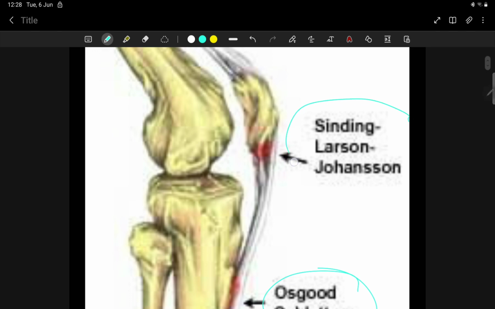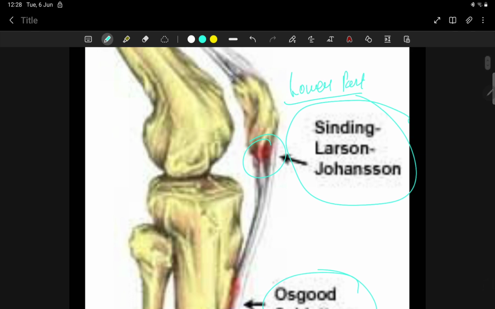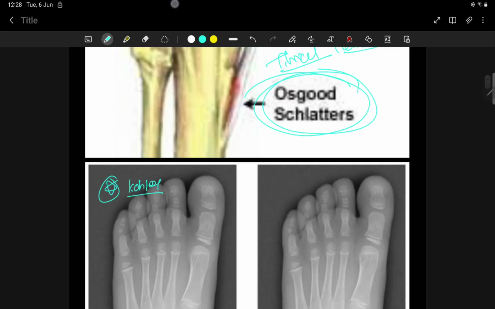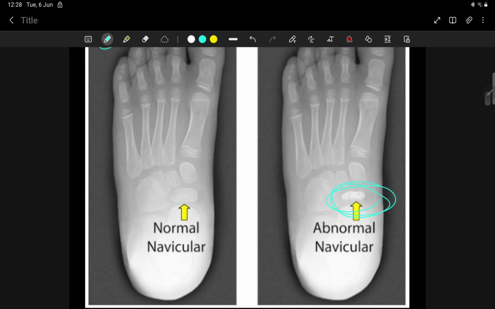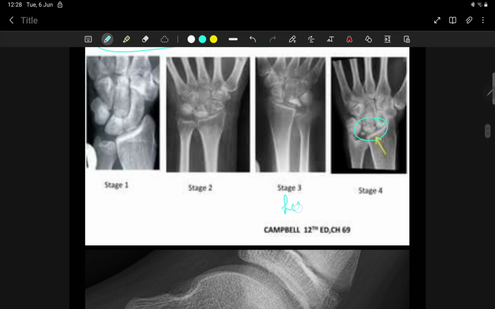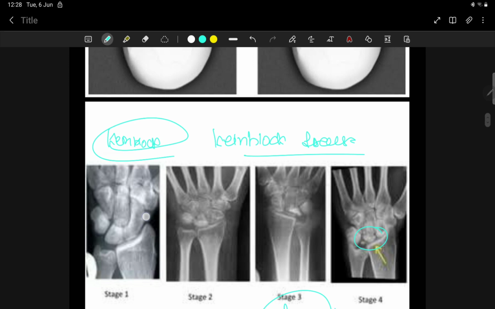Okay. The Sinding-Larsen-Johansson syndrome. Lower part of patella will be affected. Osgood-Schlatter: tibial tuberosity will be affected. This one is Kohler disease. Navicular bone osteochondritis. Okay, Kienbock disease. Lunate will be affected in Kienbock disease.